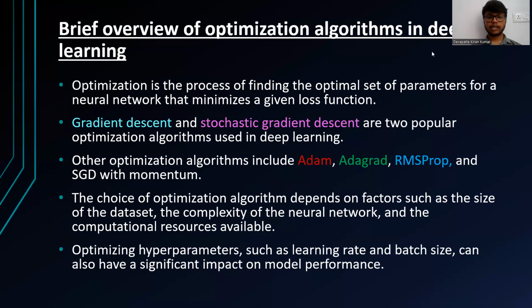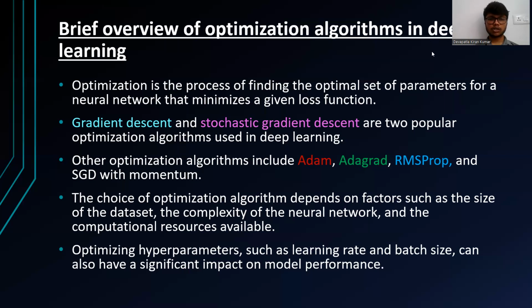Optimization is the process of finding the optimal set of parameters for a neural network that minimizes a given loss function. To find the set of parameters in a neural network, there may be so many hidden layers, so we can't find them directly. To minimize the loss function, we use the process called optimization. Gradient descent and stochastic gradient descent are two popular optimization algorithms used in deep learning.